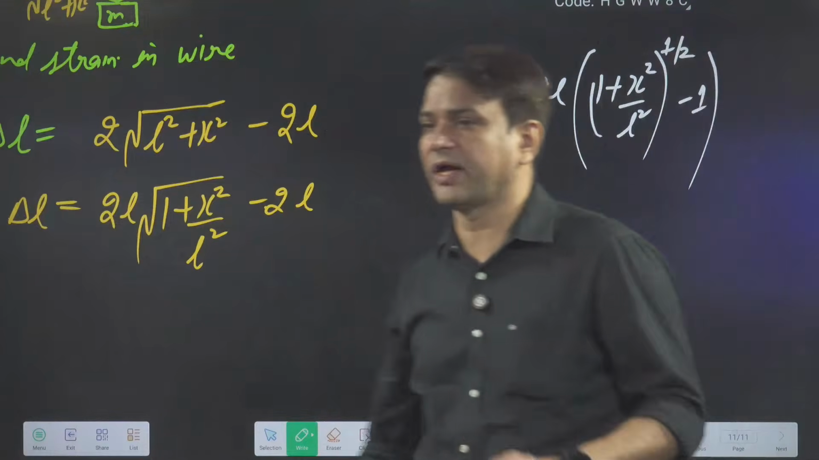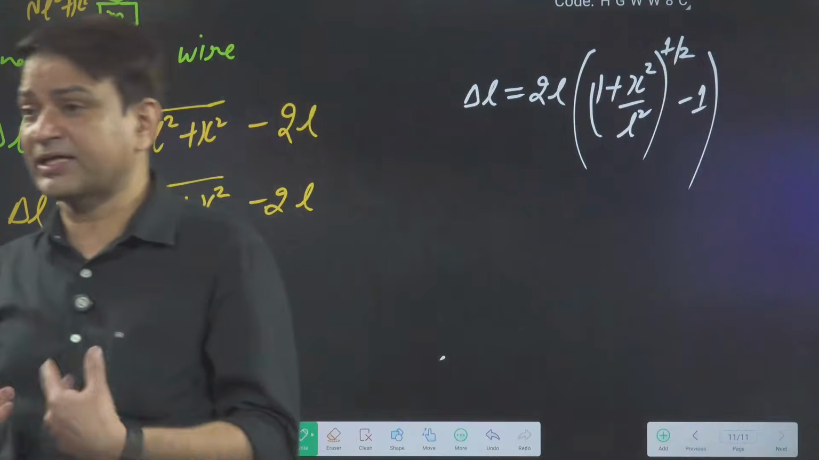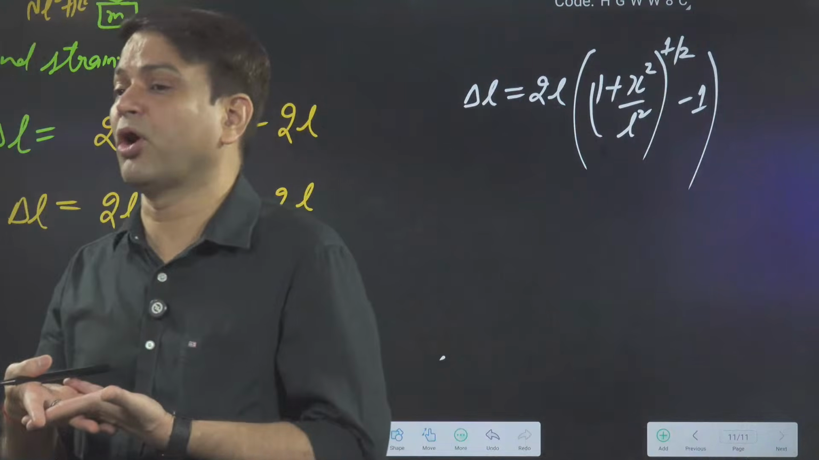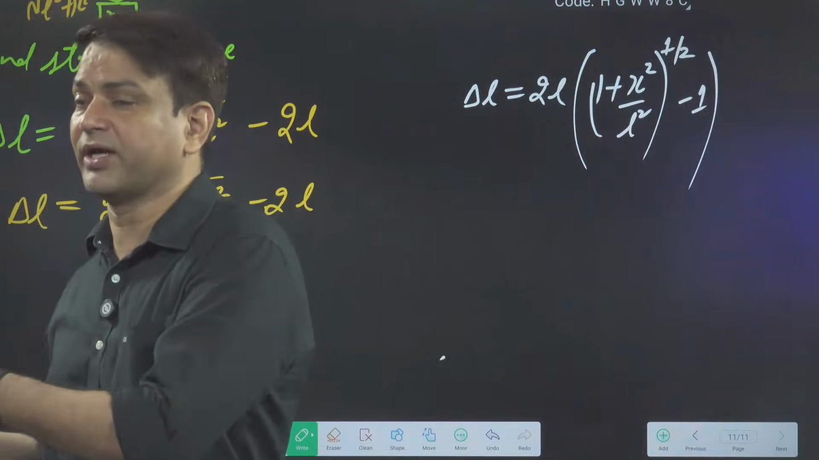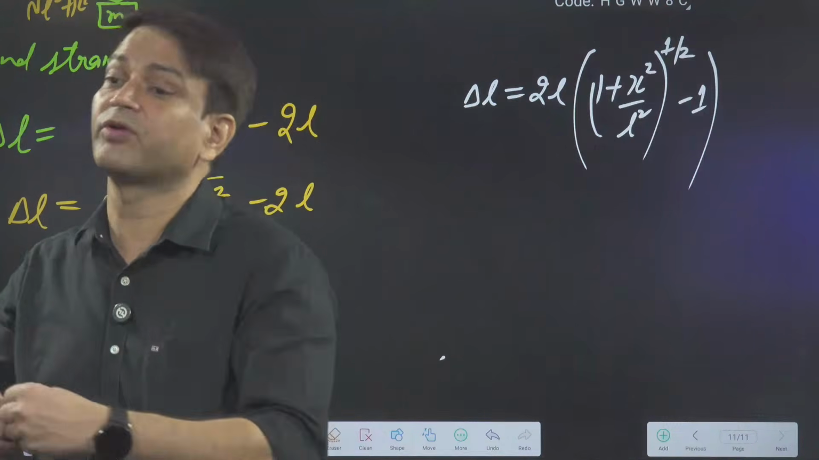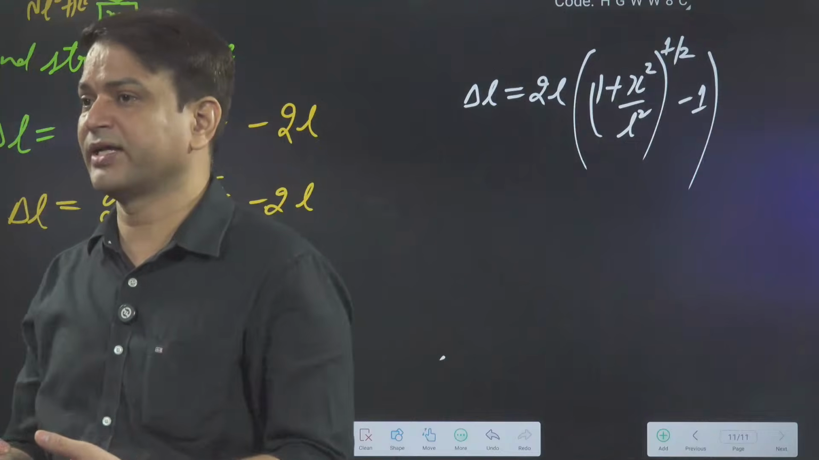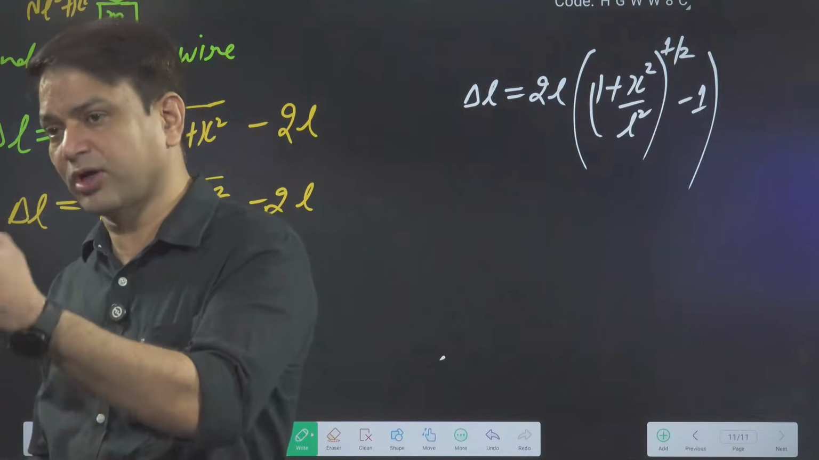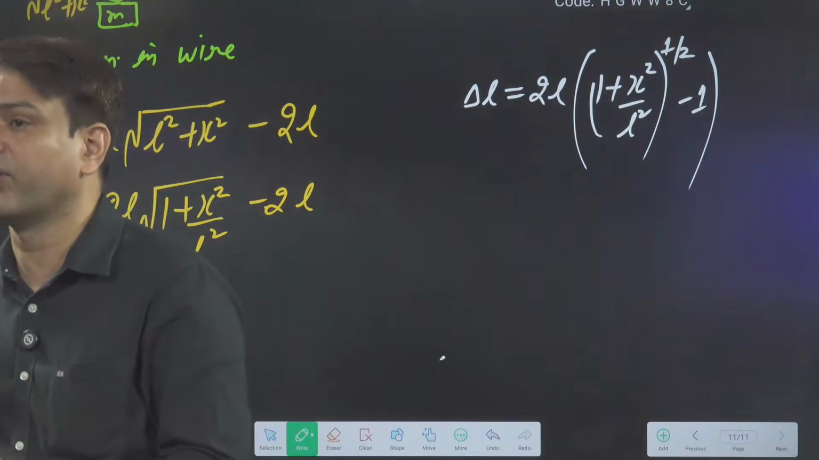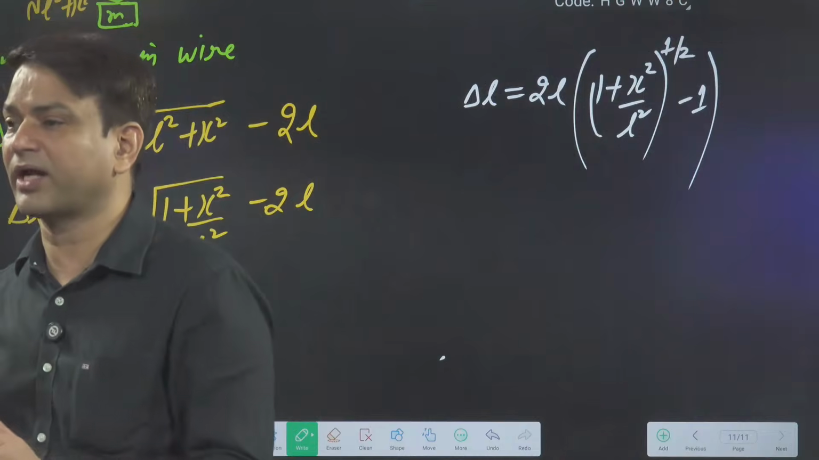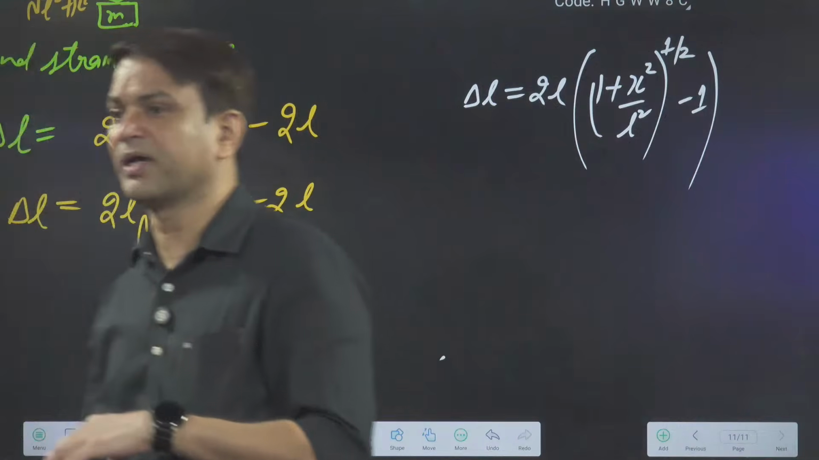In the place of X we have X square by L square, and X square by L square is very small in comparison to 1, because in this data X is small, the elongation will not be very large. So X is very small in comparison to L, so X square by L square will be less than 1. So for 1 plus X to the power N, we can use the approximation 1 plus NX.